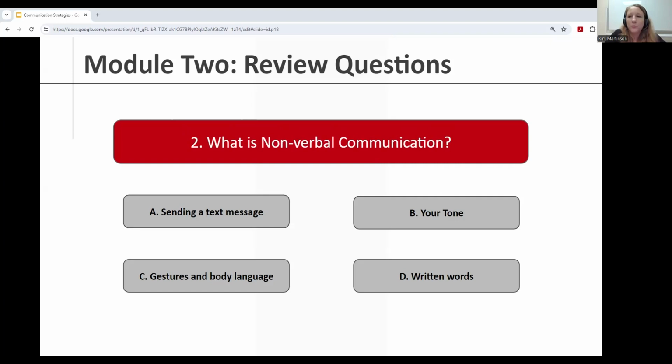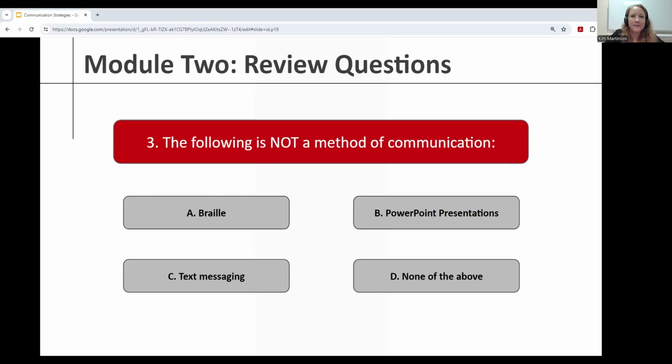Okay, next question. What is nonverbal communication? Is it A, sending a text message, B, your tone, C, gestures and body language, or D, the written word? Great, yes, C. Nonverbal is our gestures, body language, even our clothes and apparel, all of that is nonverbal communication. Okay, next one. The following is not a method of communication: A, Braille, B, a PowerPoint presentation, C, text messaging, and D, none of the above. What do you think?